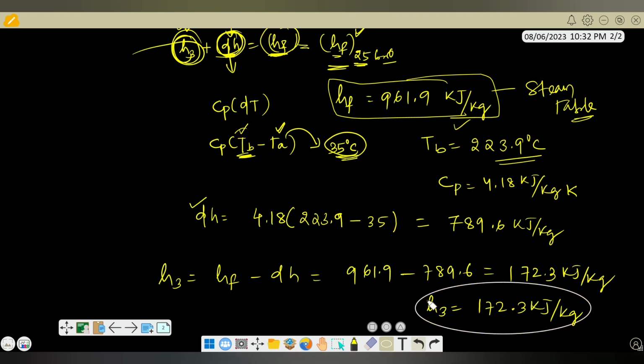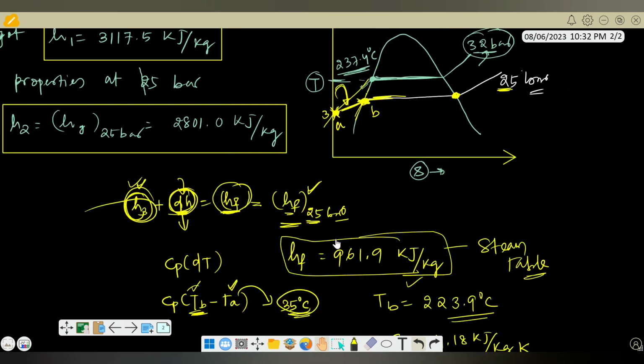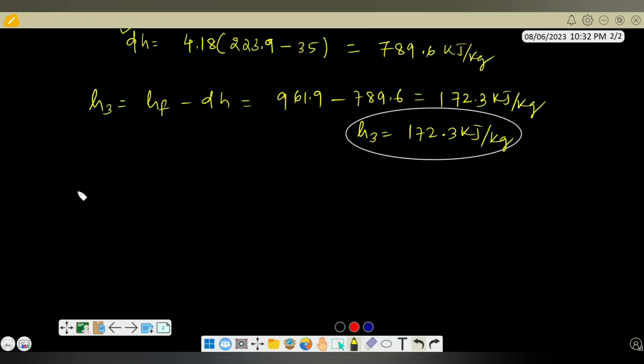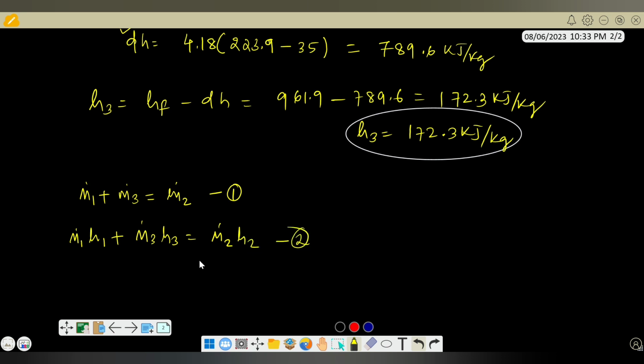So already you found out all these values, that is h1, h2 and h3. Let me write the equations again. We are given m dot 1 plus m dot 3 equal to m dot 2, so this was equation number 1. And equation number 2 was m dot 1 h1 plus m dot 3 h3 equal to m dot 2 h2. So now we have to put all these values.